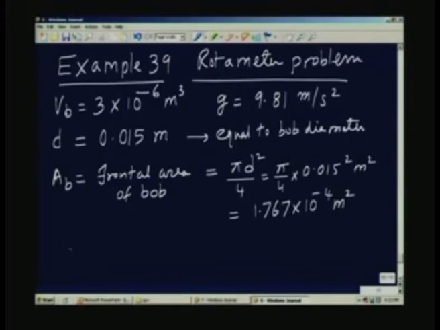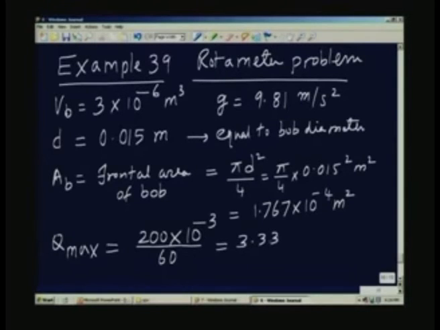We also are given the maximum flow rate, we will write it as Q max. It is given by 200 liters per minute. 1 liter is 10 to the power of minus 3 cubic meters, divided by 60, because it is given in liters per minute and I am calculating per second. So, this comes to 3.33 into 10 to the power of minus 3 meter cube per second.